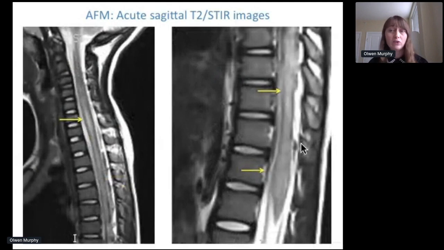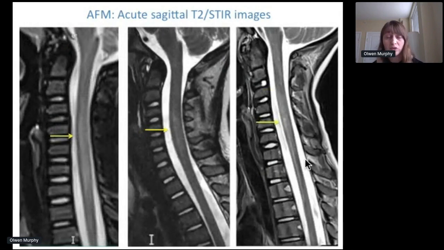When we look closely at the sagittal images, we often see that the T2 hyperintensity and edema seen in AFM in the central cord are most obvious in the cervical and lumbar enlargements. These are, of course, the areas that contain the cell bodies for the motor neurons supplying the limbs. And it's interestingly also the location within the spinal cord where the ratio of the grey to white matter is greatest. So these are maybe some reasons why we see the most obvious abnormalities in these locations.